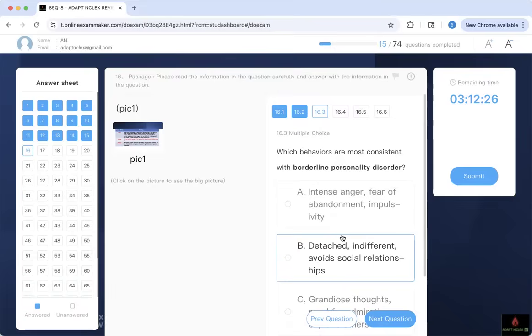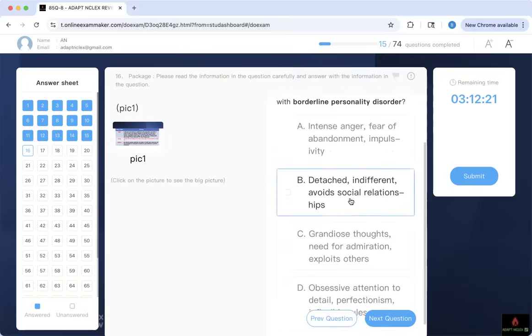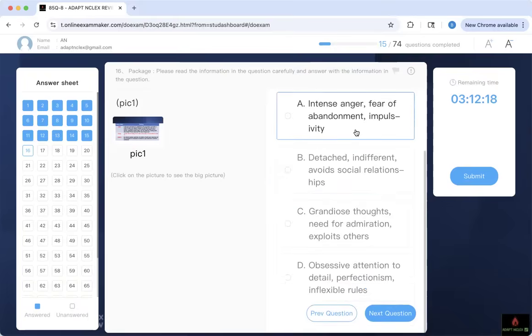Which behavior is most consistent with borderline personality disorder? What do you think? Intense anger, fear of abandonment, and impulsivity. Is that borderline? Detached, indifferent, avoiding social interaction. You can see those are the accessory group, right? Grandiosity, elevating themselves, need for admiration sound like narcissistic to me. Exploiting others, I don't think that's antisocial. Attention to details, perfectionism, inflexible rules: obsessive compulsive.